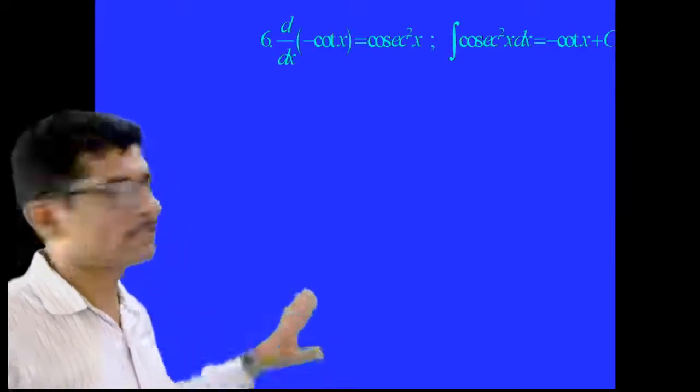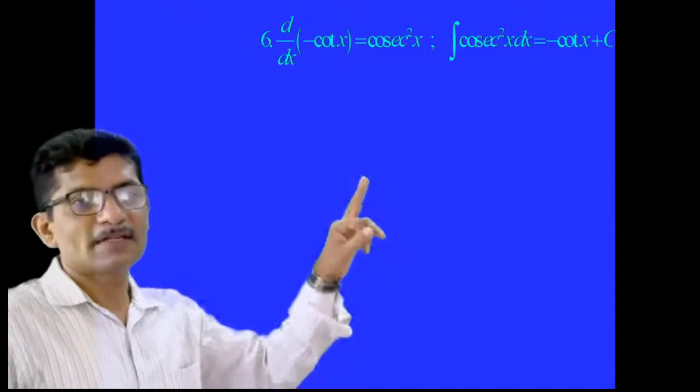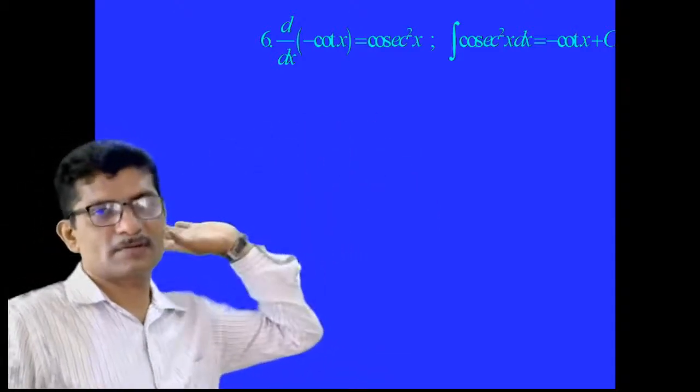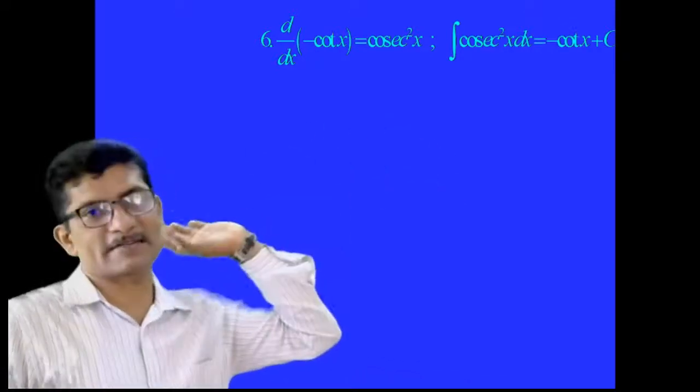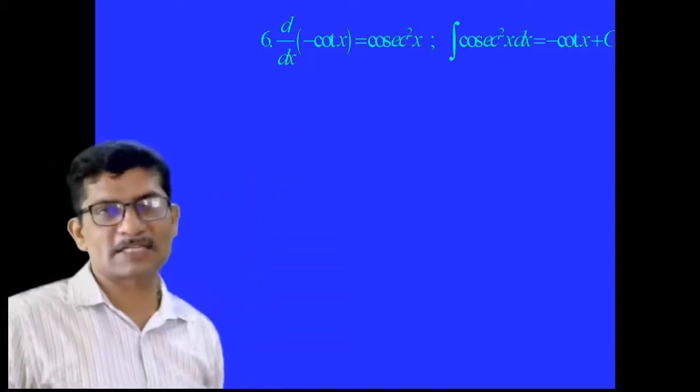And the sixth one is the derivative of cot x is minus cosec square x. Therefore, derivative of minus cot x is equal to cosec square x. Therefore, integration of cosec square x with respect to x is equal to minus cot x.